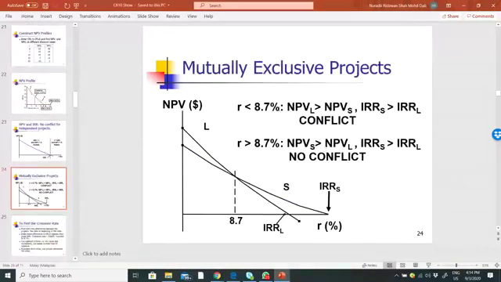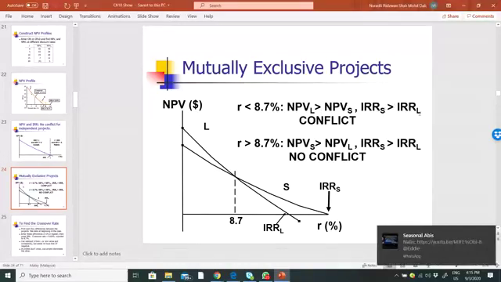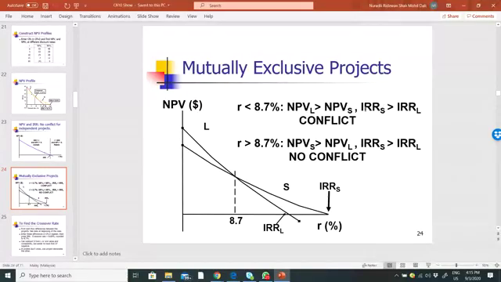Mutually exclusive projects. Look at R equal to 8.7. NPVL is greater than NPVS, so we accept L, but IRRS is greater than IRRL. So there is a conflict, because here we should accept S and here we should accept L.